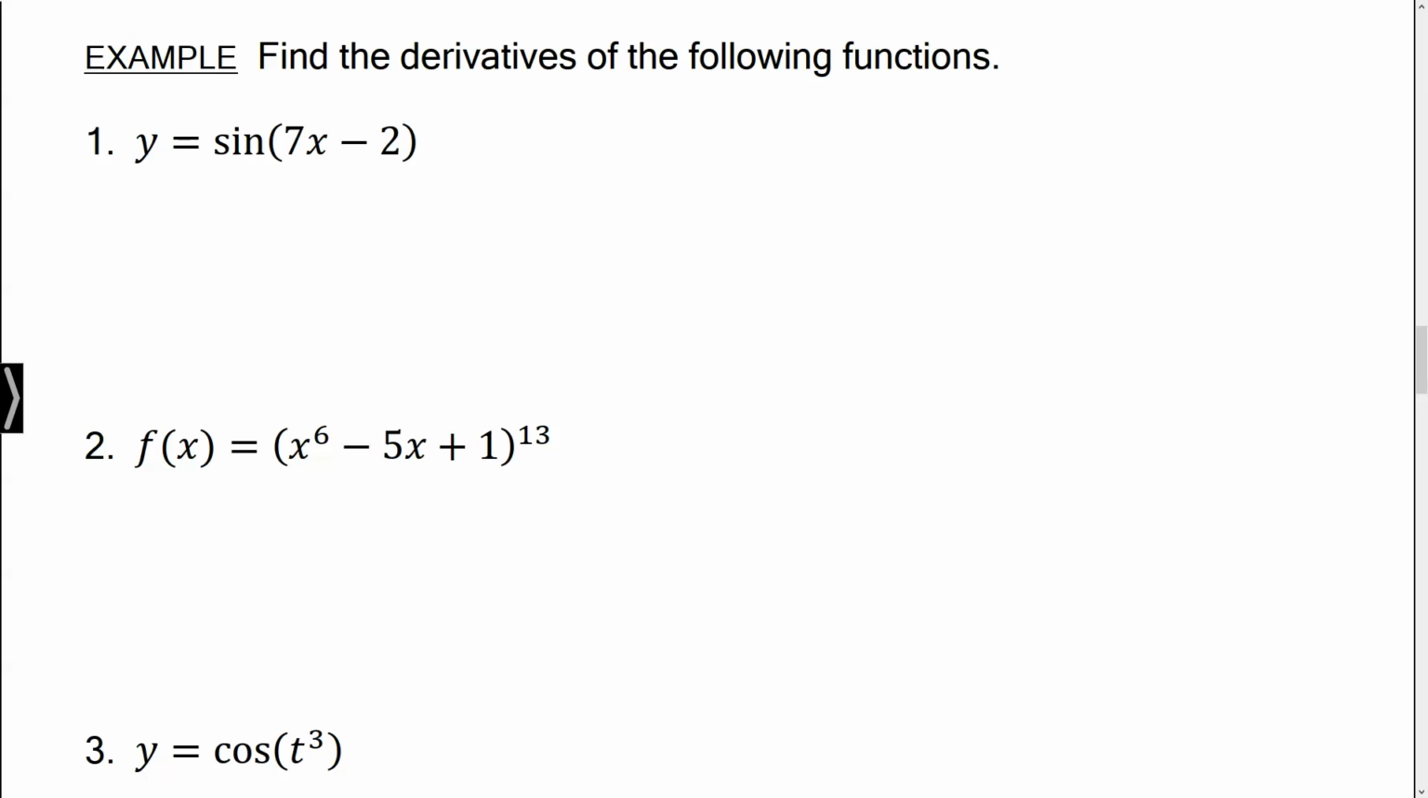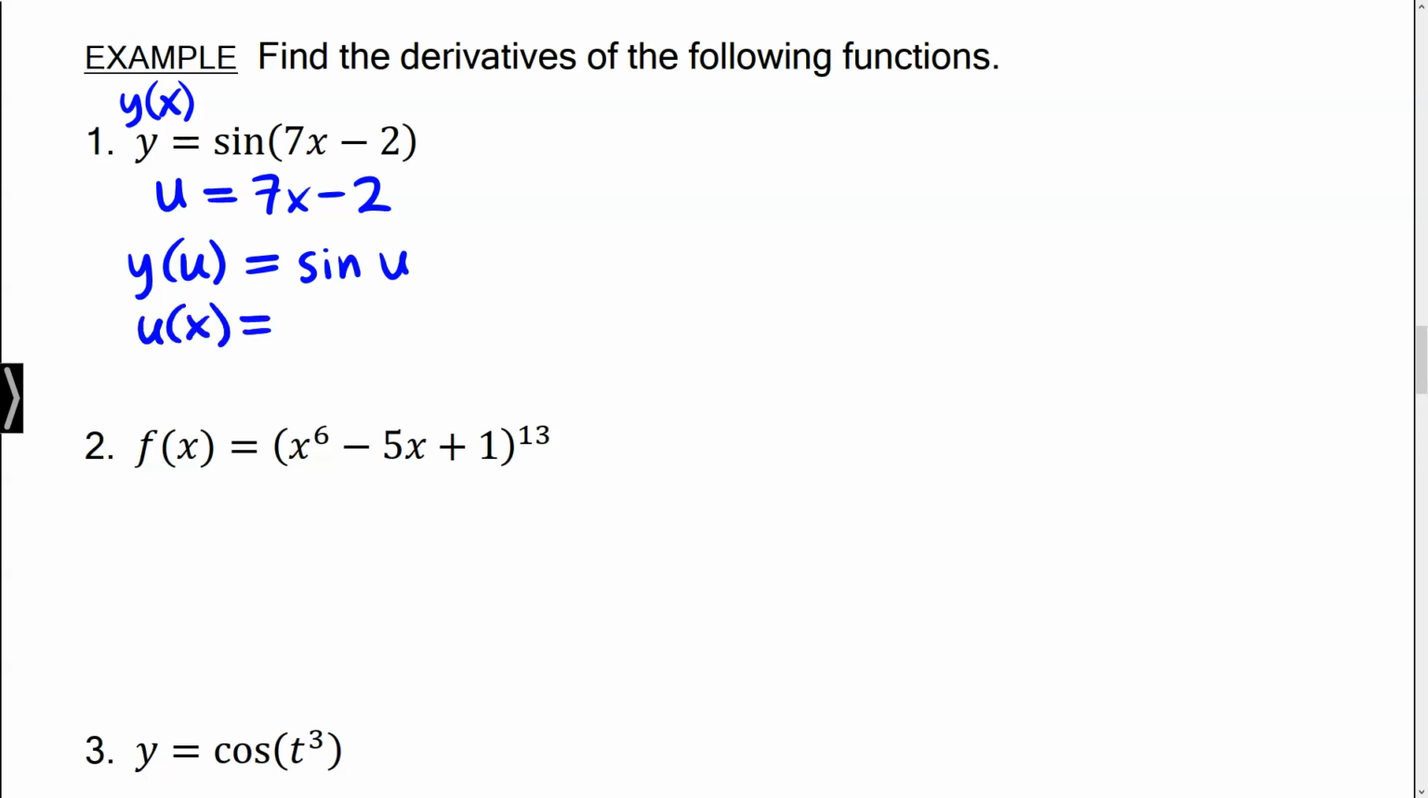And since 7x minus 2 is the inner function, I'm going to go ahead and write u is equal to 7x minus 2. Then what I have is y of u is equal to sine of u. Because remember, this is saying y of x is equal to sine of 7x minus 2. But if 7x minus 2 is u, then really y is just sine of u. And u of x is 7x minus 2. Okay, so this is the dependence.